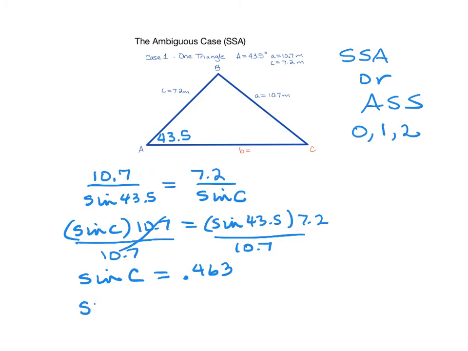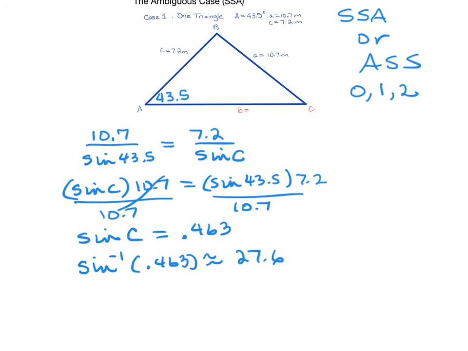So again, remember, when we're looking for an angle measure, we're going to do sine inverse of 0.463, and angle C is going to be 27.6. So angle C is 27.6.